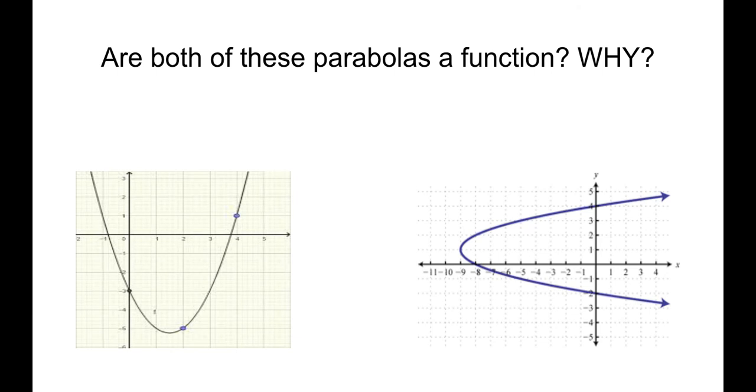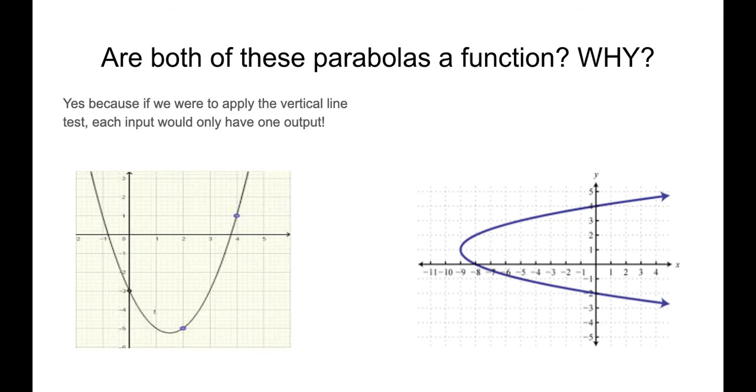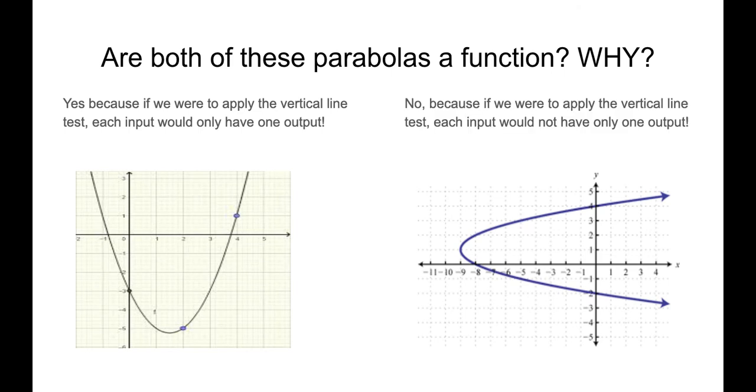What you should have seen was that the first graph over here to the left is a function, because if we were to apply the vertical line test, each input would only have one output. However, our graph over here to the right, this parabola, is not a function, because if we were to apply the vertical line test, each input would not have only one output. Yes, and this is how we discuss functions and how we decide if a graph is or is not a function based on the vertical line test, or we can look at an input-output table and make sure that each input has only one output.